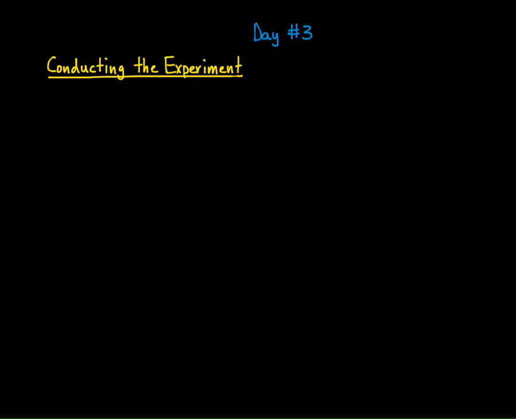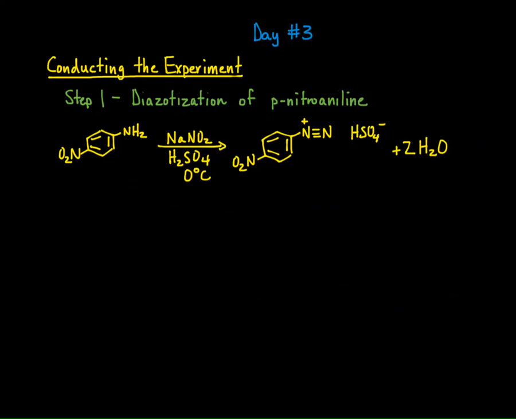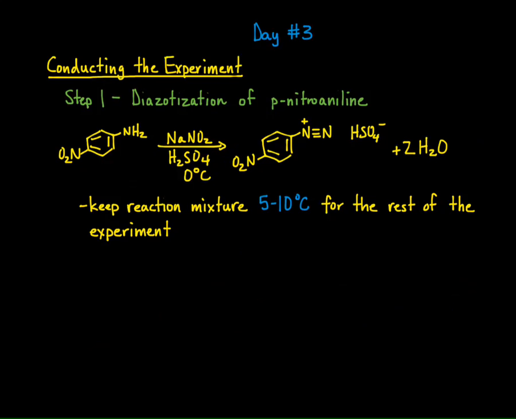Day 3 consists of 4 steps. The first step involves preparing para-nitrodiazonium hydrogen sulfate. You will react para-nitroaniline with sodium nitrite in the presence of sulfuric acid to yield the diazonium salt. Remember to keep the mixture between 5 and 10 degrees for the rest of the steps.